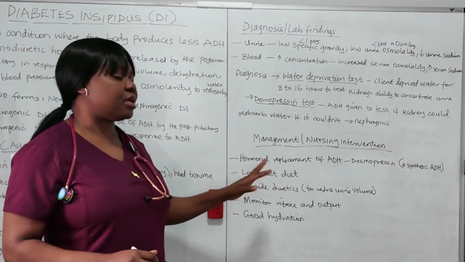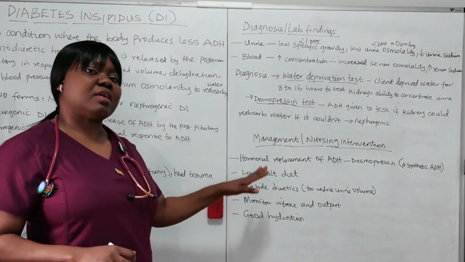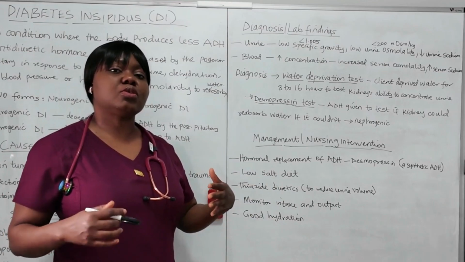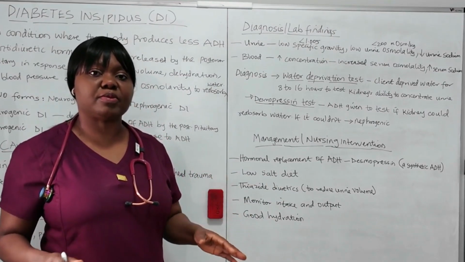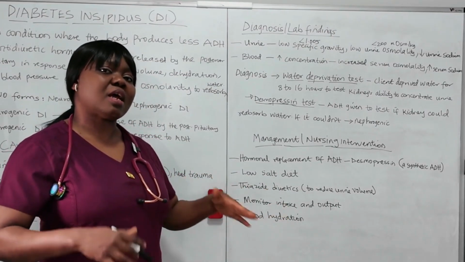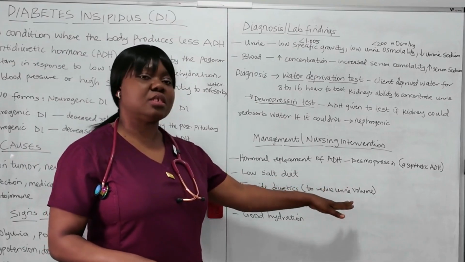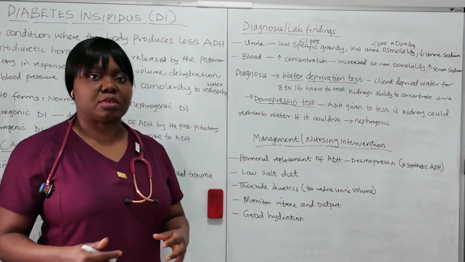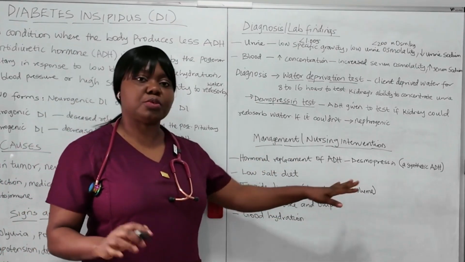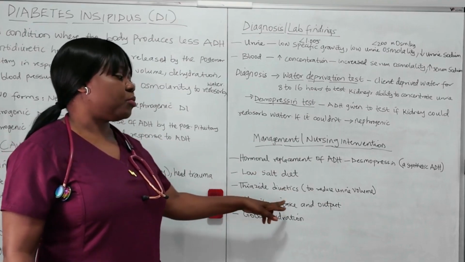Then we have thiazide diuretics. Now, for the purpose of thiazide diuretics in this case, it's not to help you lose fluid or remove fluid from the body. Thiazide also has the ability to help the kidney reduce urine loss. So it's given to reduce urine volume.